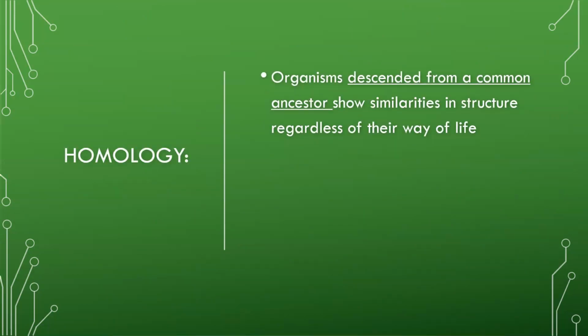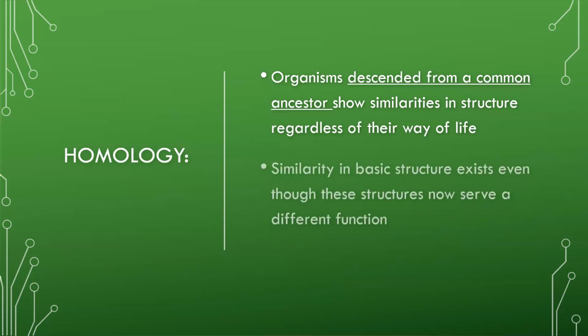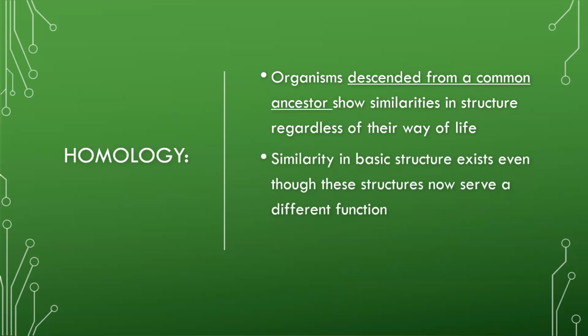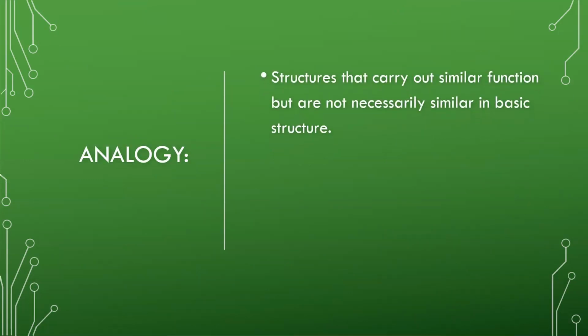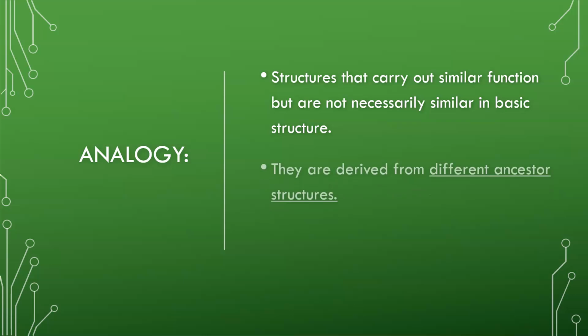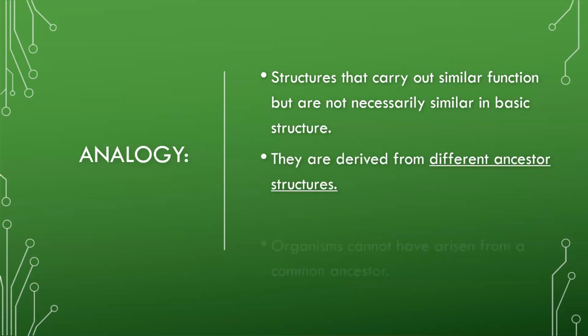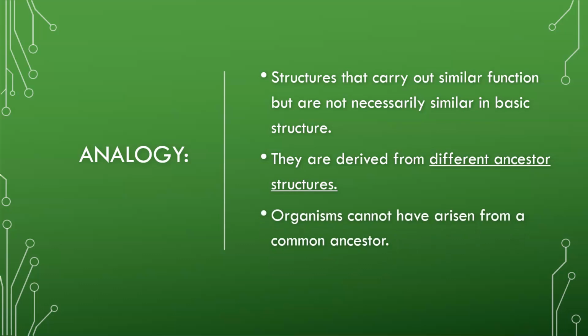So homology is where organisms descended from a common ancestor and show similarities in structure regardless of their way of life. Similarity in basic structure exists even though these structures now serve a different function. We call these homologous structures, remember. And then we've got analogy, where structures carry out similar function but are not necessarily similar in basic structure. So they're derived from different ancestral structures. Organisms cannot have arisen from a common ancestor if it's an analogous structure that we're looking at.